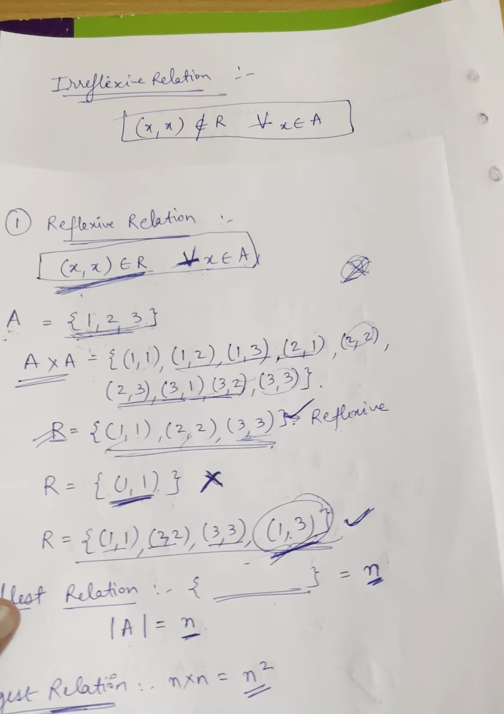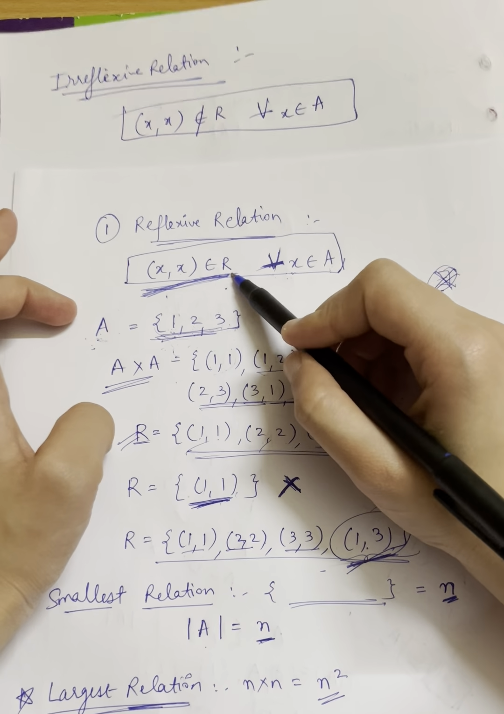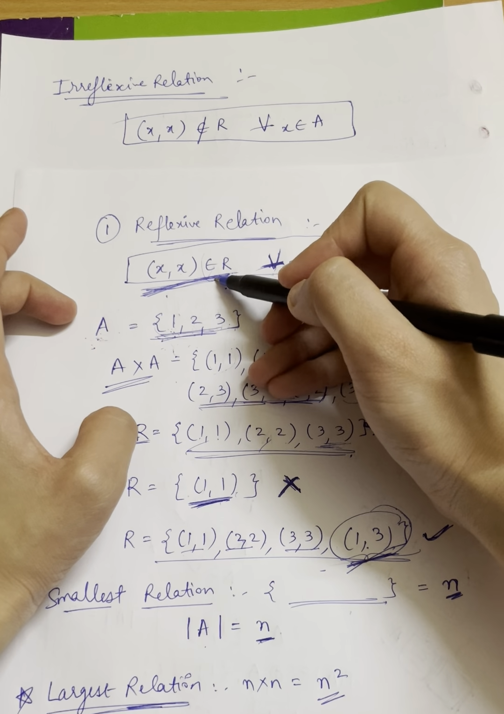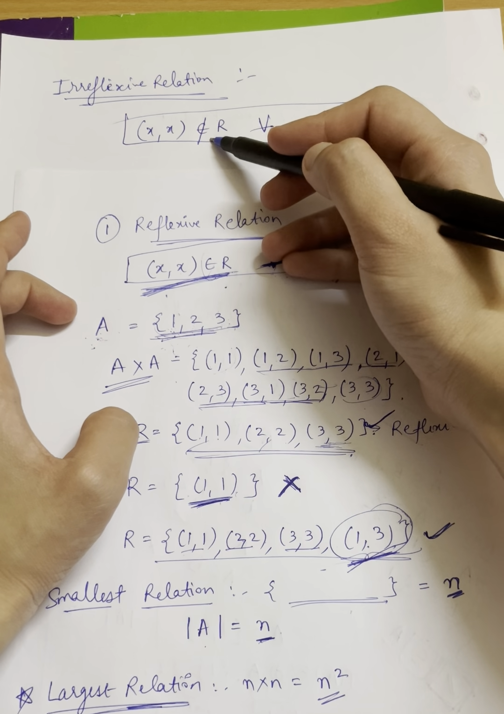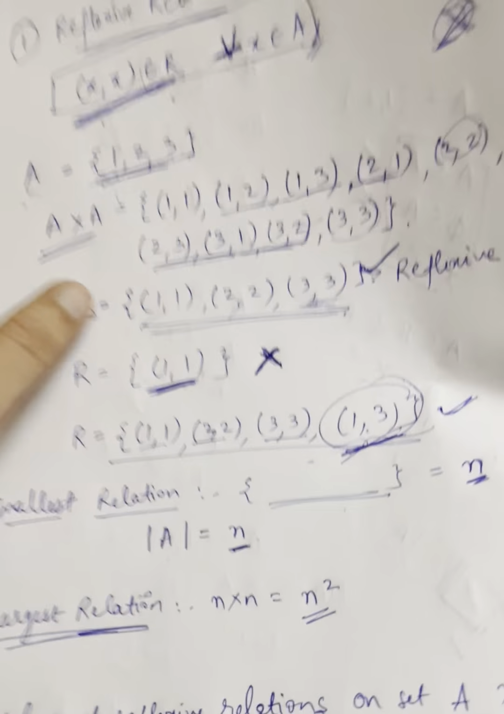think about irreflexive. See, reflexive relation is (x, x) belongs to R for all x belonging to set A. Only this varies in irreflexive relation: it does not belong to R. Okay, now directly take examples and discuss.